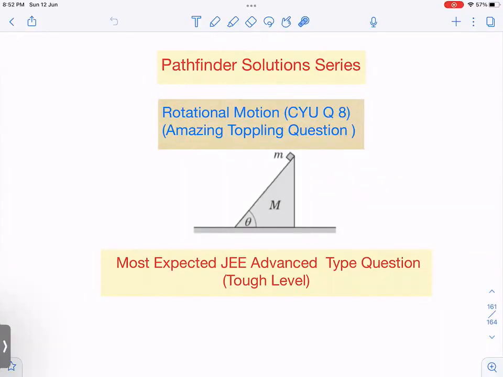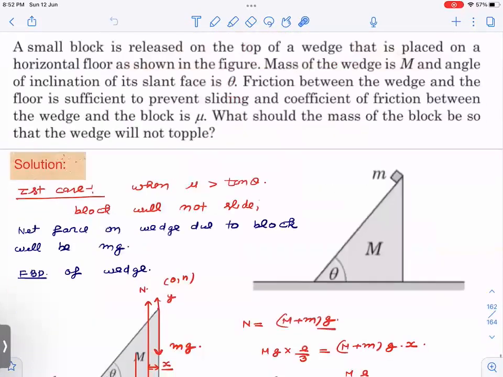This question is from Rotational Motion. Check your understanding, question number 8 from the book Pathfinder. It is a very amazing toppling question. So let us see what the question is and how we solve it.